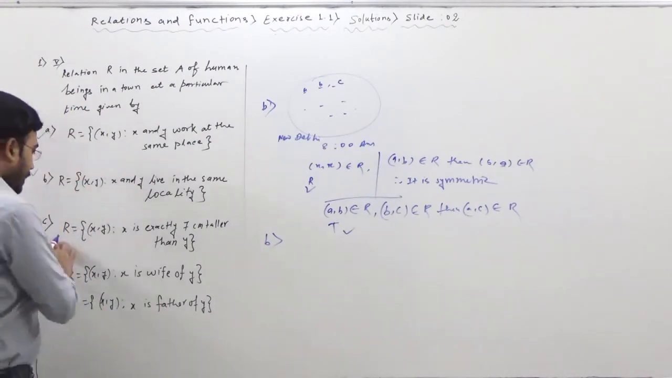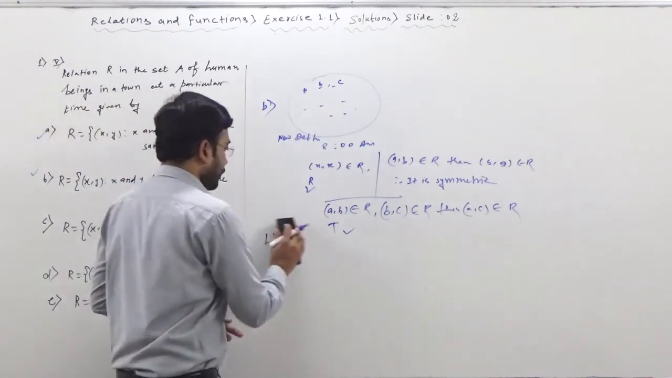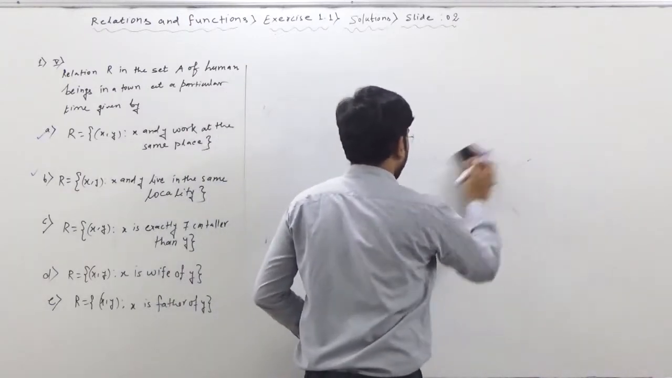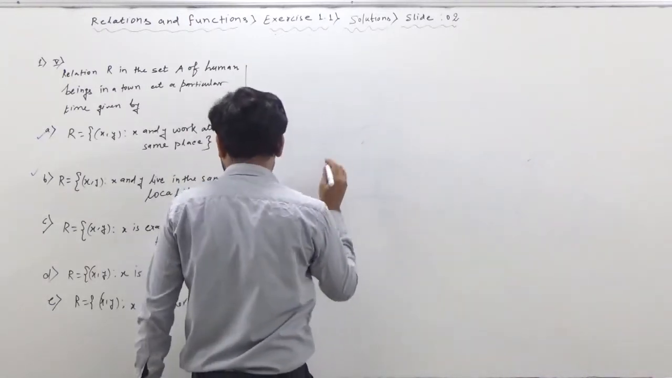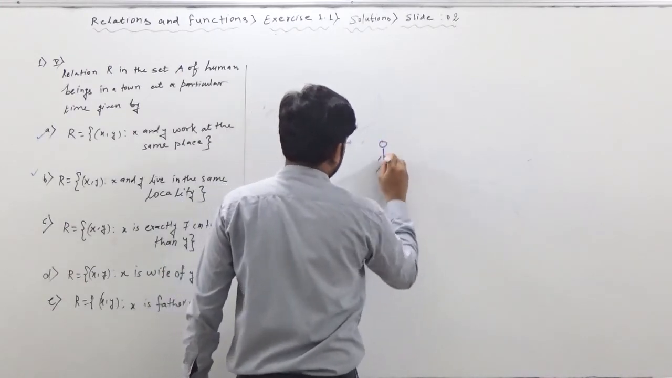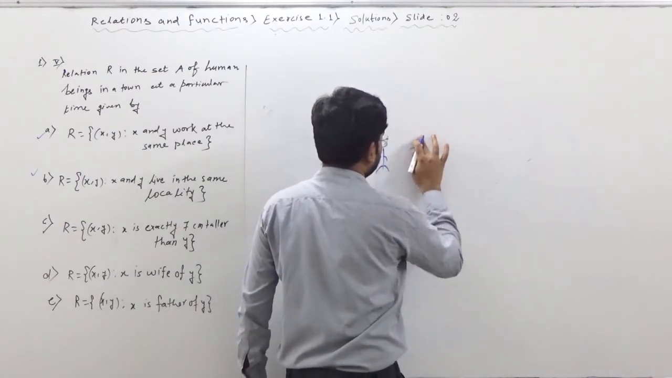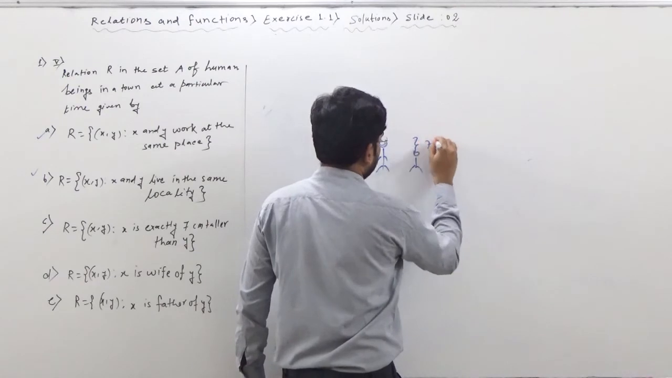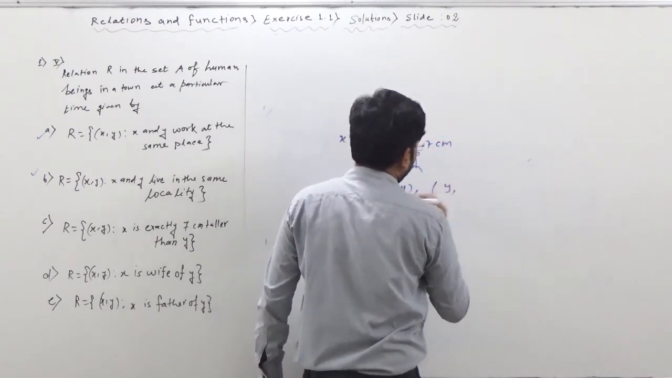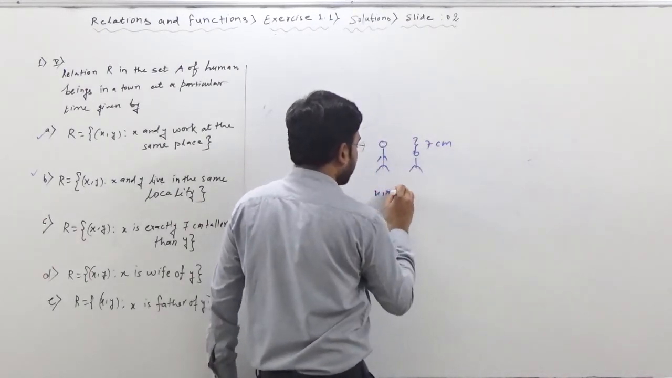Now see, R is equal to x comma y, x is exactly 7 centimeter taller than y. Now we have the third question where x is taller than y by 7 centimeters. So let's suppose one person is taller than another one by 7 centimeter. This is a gap of 7 centimeter. So here if x comma y is there, y comma x means, is it possible to write x comma x? First of all tell me.